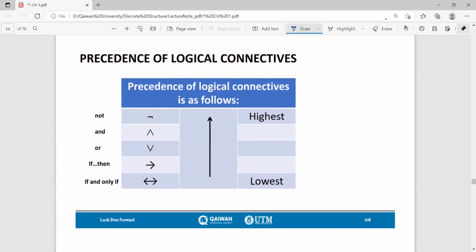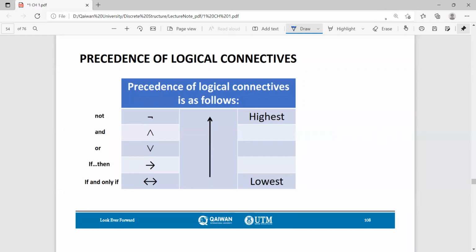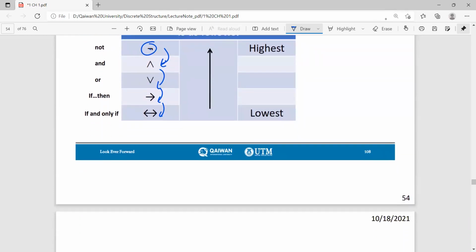Now I have the precedence of logical connectives. Here, the highest, which starts from negation, and then to the lowest, which is if and only if. And to order these, it's easier to start from these brackets first. First work on the brackets, then negation, and, or, then if then, and if and only if. Work on them in this order.